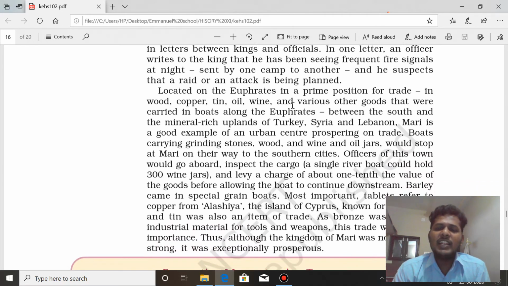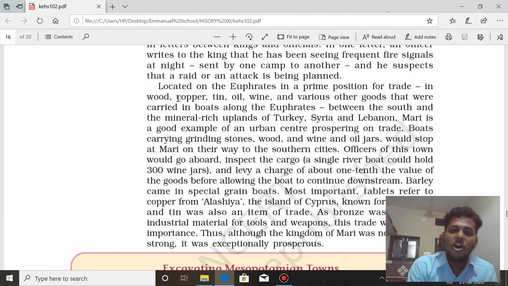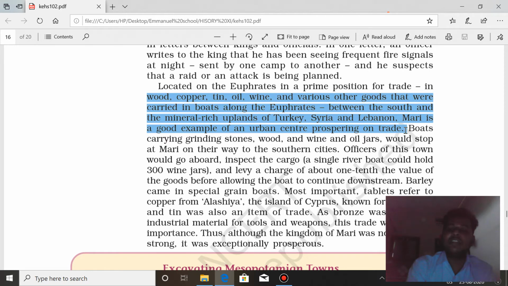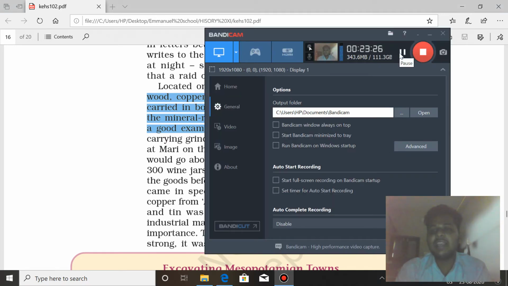See, it became a trading town because it is located in a very prime position for trade on the banks of River Euphrates. Wood, copper, tin, oil, wine, various other goods were carried in boats along the river course of the Euphrates between the south and the mineral-rich uplands of Turkey, Syria, and Lebanon. Mari is a good example of an urban center prospering through trade. So Mari is becoming a place where the trade is being controlled.